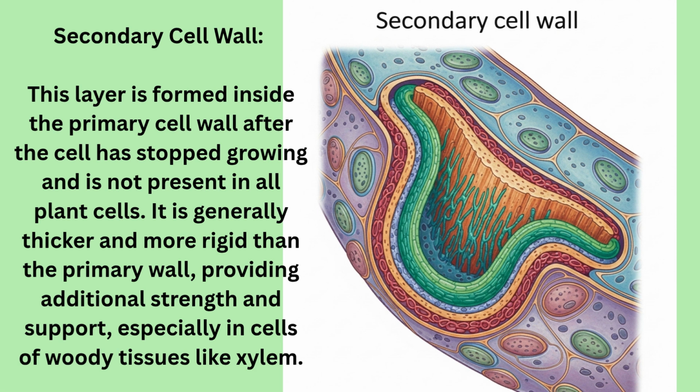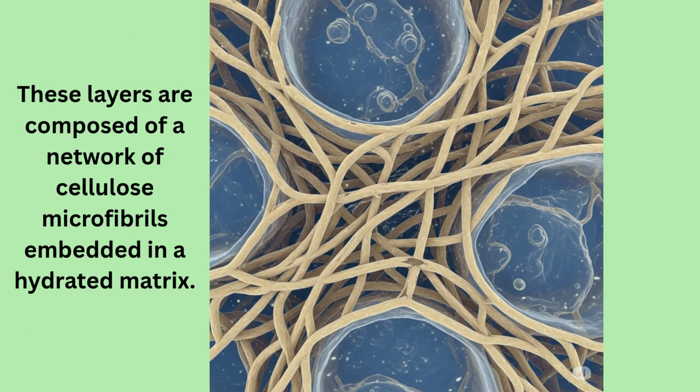Secondary cell wall. This layer is formed inside the primary cell wall after the cell has stopped growing and is not present in all plant cells. It is generally thicker and more rigid than the primary wall, providing additional strength and support, especially in cells of woody tissues like xylem. These layers are composed of a network of cellulose microfibrils embedded in a hydrated matrix.